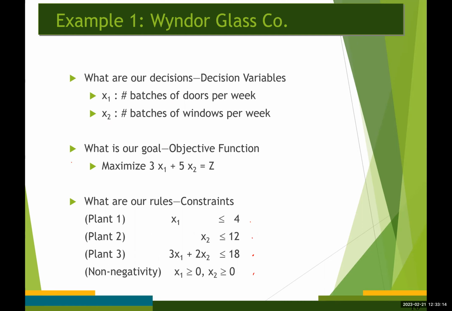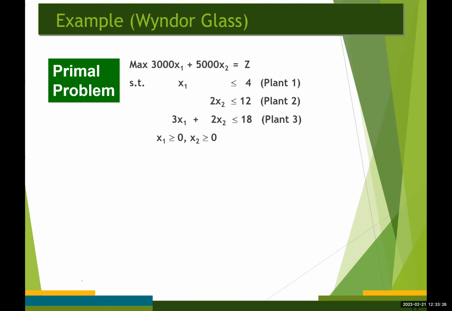Considering all this together, this is going to be our LP model for the window glass example problem, right? Let's call this our primal LP. So this is our primal LP model, okay?